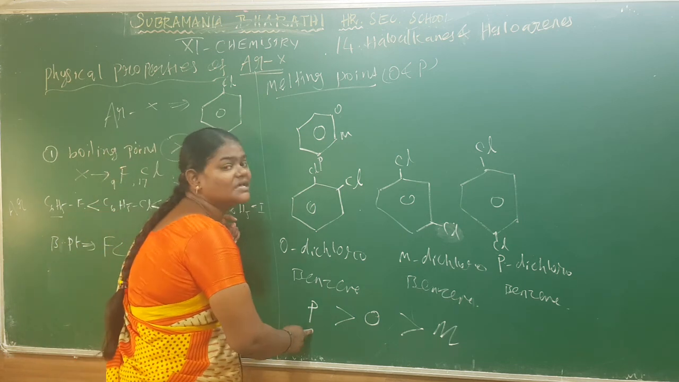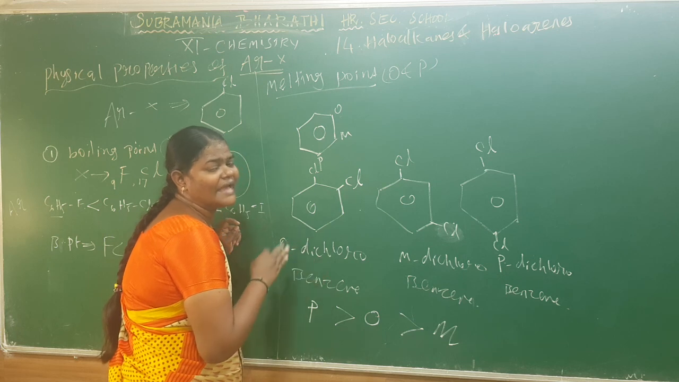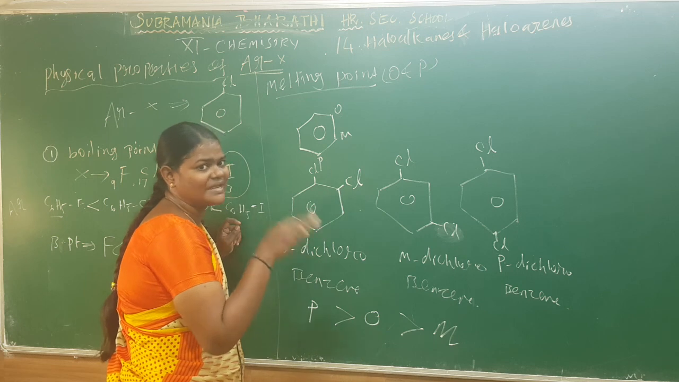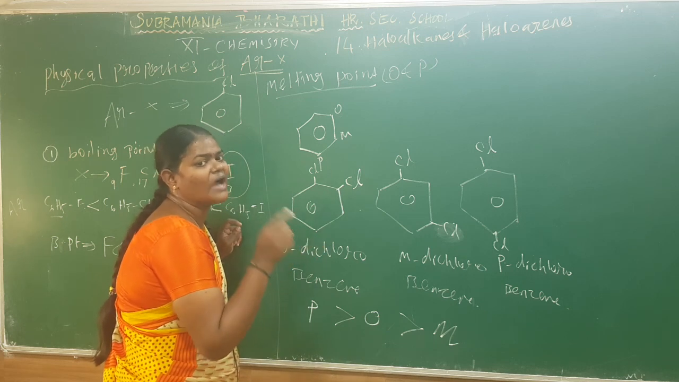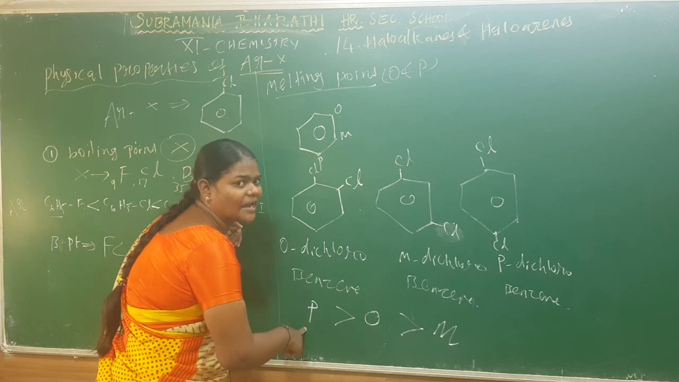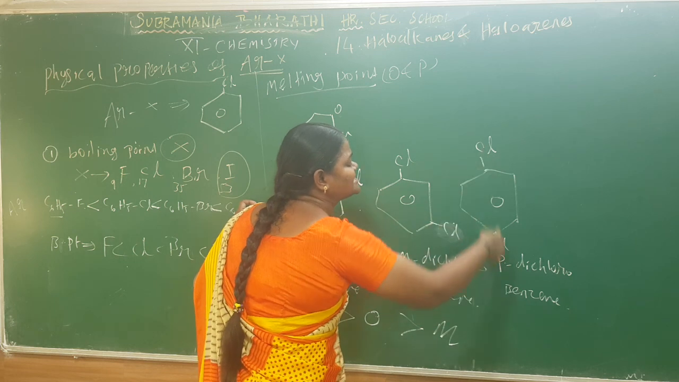Very important: in a disubstituted halobenzene or disubstituted dichlorobenzene, which position has the high melting point? The main important one is the para position. What is the reason the para is more stable? It has a symmetric form.